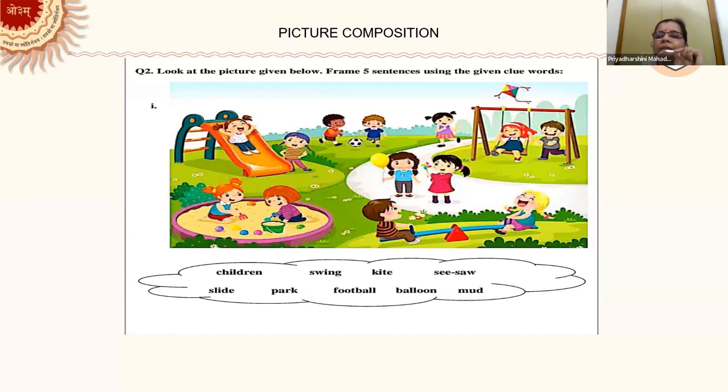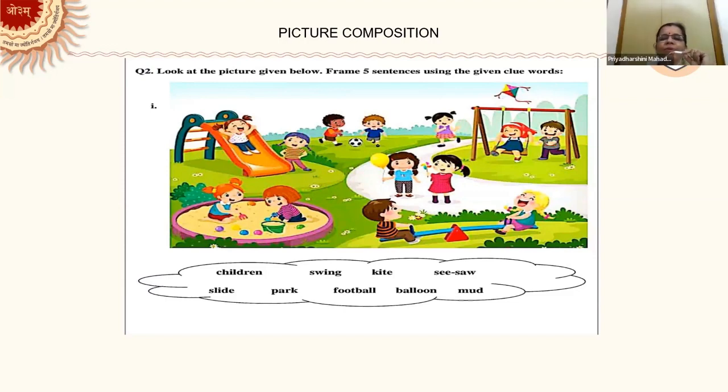We can find a girl in the swing. The girl is playing happily in the swing. Two children are playing in the seesaw. Some children are playing in the sand. I think it's the sand. Yes, one girl is having a balloon in her hand. They are playing in the sand with balls. Yellow color balloon. Yes, then we can find a kite in the sky. Yes, a girl is flying a kite.